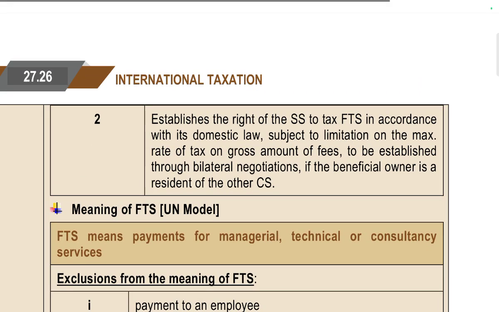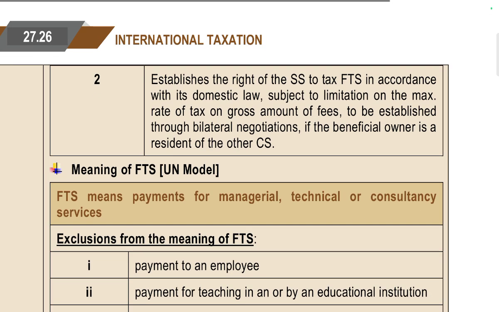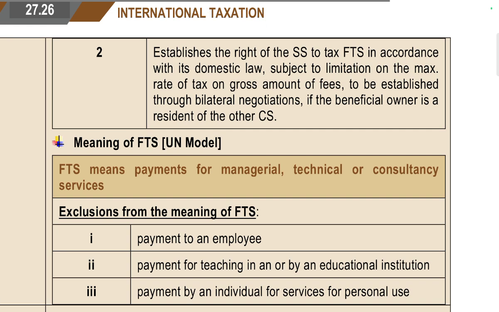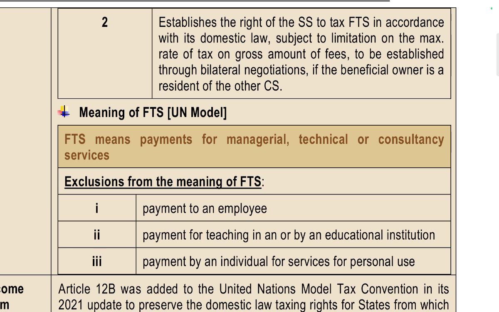Paragraph 2 establishes the right of the source state to tax FTS in accordance with its domestic law, subject to a limitation on the rate of tax on the gross amount of fees, to be established through bilateral negotiation, where the beneficial owner is a resident of the other state. Meaning of FTS, fees for technical services, in the UN model.